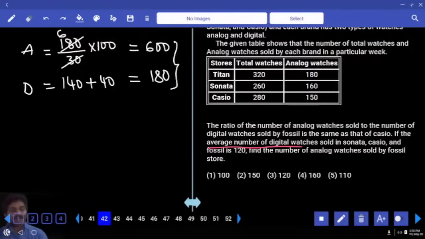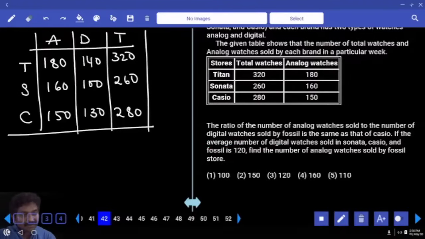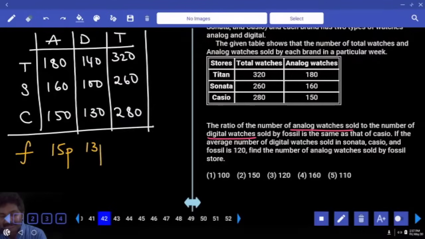The ratio of the number of analog watches sold to the number of digital watches sold by Fossil is the same as that of Casio. Okay. Here they are talking about analog and then digital for Fossil. The ratio is the same as that of Casio. Casio analog to digital, what is the ratio? Zero can be cancelled. 15 is to 13. 15 parts and 13 parts for Fossil also.